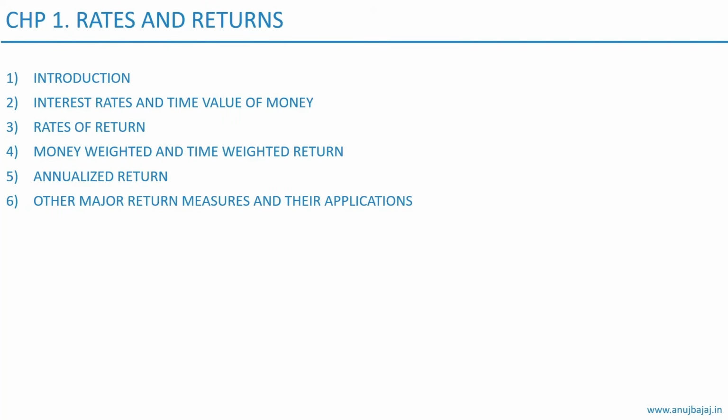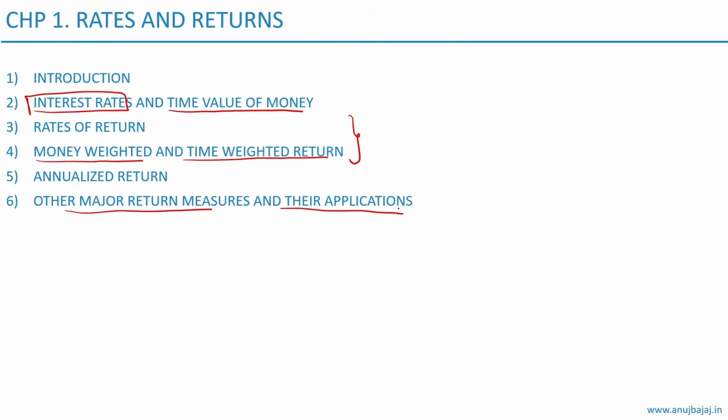Chapter 1 Rates and Returns. In this chapter, we will look at various ways in which interest rates can be interpreted, various components that form the interest rates, and some calculations related to present value and the future value. Then we look at various measures of return like the geometric return, arithmetic return, money weighted return, and the time weighted return. Then we look at some other measures of return and their applications. And at last, we look at the annualized return.